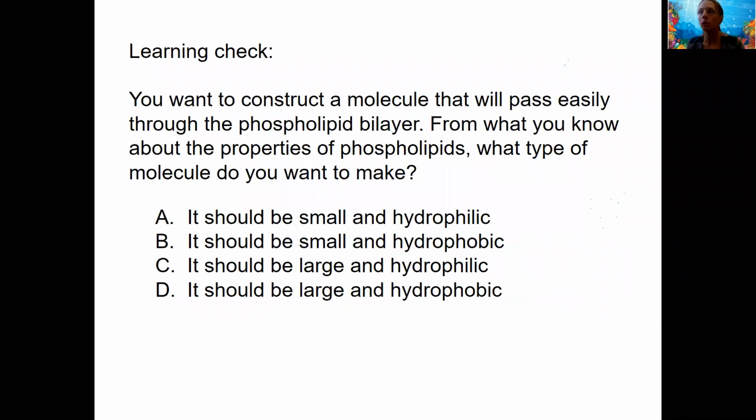I want you to pause the video and answer this question about constructing a molecule that could pass through the bilayer. How do you want to make this molecule be? Okay, it should be small and hydrophobic. Small so that it can pass through physically, and hydrophobic because the core of that membrane is hydrophobic, and a hydrophilic molecule is not going to spontaneously pass through. Just not going to happen. It's chemistry. An example of this would be oxygen and carbon dioxide.